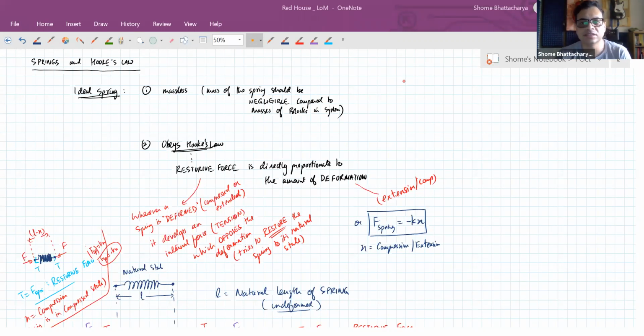The answer is that it's going to develop a restoring force according to two things. One is the property of the spring, that is whether it's a very stiff spring or a comparatively less stiff spring. That property is called the spring constant, denoted by k. The other thing is that the restorative force is proportional to how much deformation we give. If we compress the spring more and more, the restorative force will increase in proportion to the amount of compression. Same for the extension.